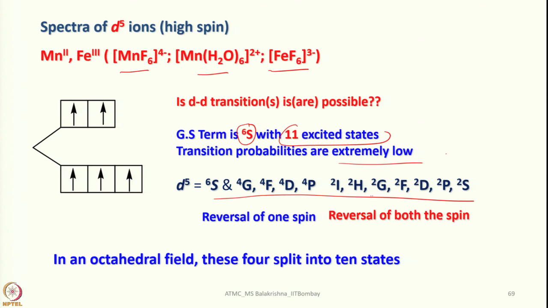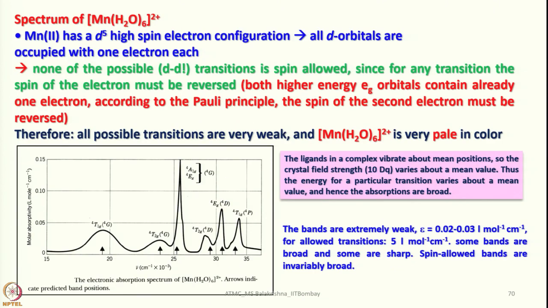In some cases, what happens? Reversal of both the spins, whereas here reversal of only one spin is there, and of course they may be very, very weak and can be totally ignored. So in an octahedral field, these quartet terms split into 10 states. G will split into 3 plus 3 plus 2 plus 1, you should remember, and then F will be split into 3, 3, 1, and D will be split into 3 and 2, and P does not split. So that is the reason we will have about 10 states plus 1, 11 states, that you can see in this one here.